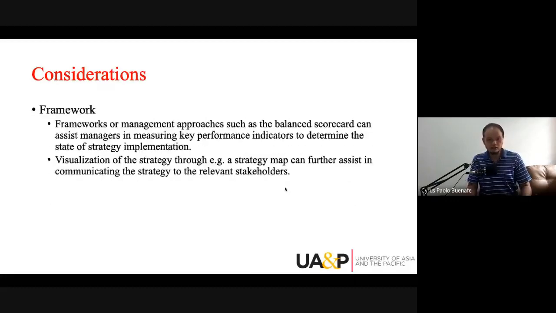Okay, and then we look at framework. So are you going to implement a certain technology according to a framework or scaffolding in mind? Frameworks or management approaches, such as the balanced scorecard, for example, can assist managers in implementing key performance indicators to determine the state of strategy implementation.